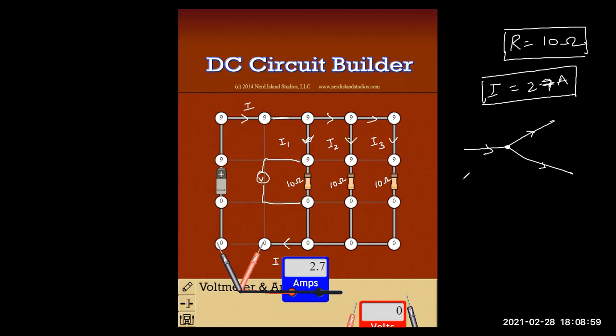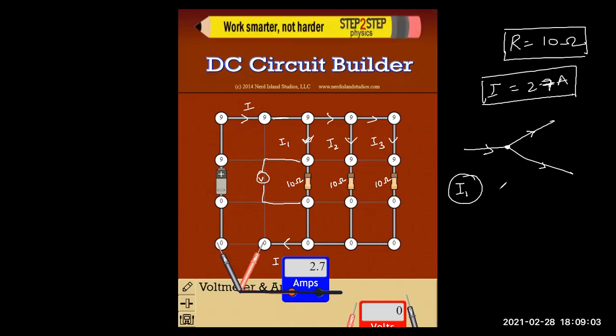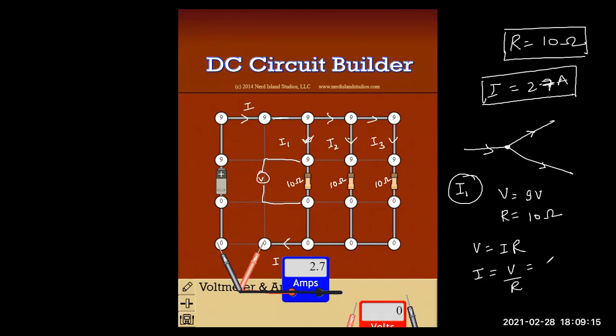Okay, so now let's calculate I1. To calculate I1, I know the potential difference. V is how much? V is 9 volts. Resistance is how much? Resistance is 10 ohms. We know V equals IR, so I is V by R, which is 0.9 amperes. Correct. Similarly, I can also calculate I2. Can you calculate I2? Pause the video, try it yourself. V is 9 volts, R is 10 ohms.